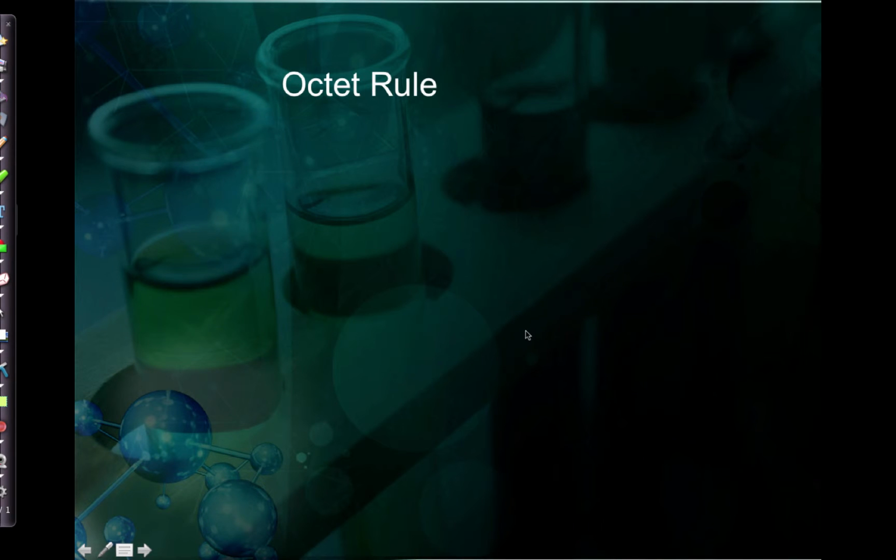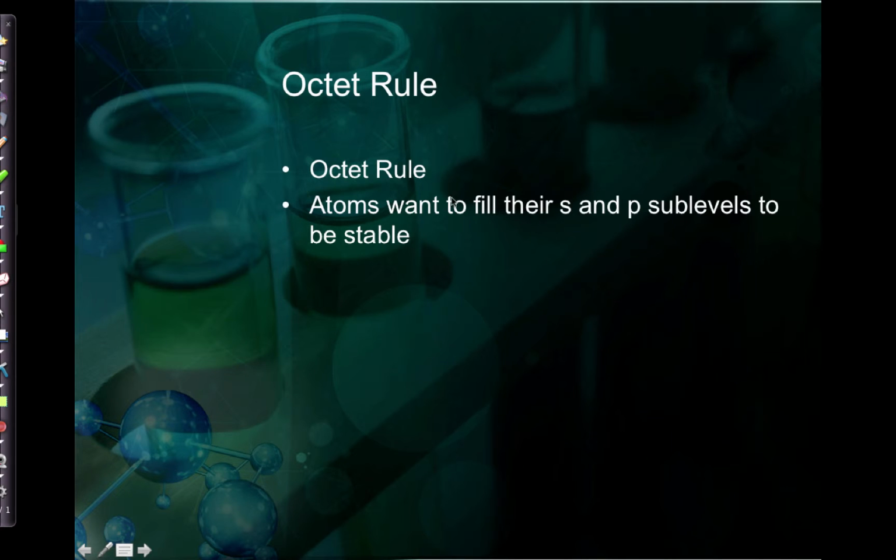All right, so whenever we make a covalent bond, the atoms usually want to get 8 electrons. That's what we call the octet rule. So they want to fill their S and P sublevels. Well, an S has a space for 2 electrons, and then P has the space for 6 electrons. So 2 plus the 6 in the P would be 8 electrons. If you filled those S and P, then you create something that's more stable.